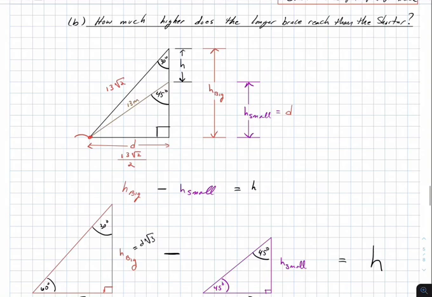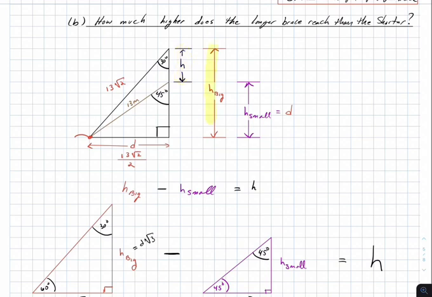So B says, how much higher does the longer brace reach than the shorter? Well, oh boy, this one might get us a little bit of trouble. As you can see, I rewrote the triangle, and I input some of the information that we already have, right? That we've already achieved. Now, what's the problem really asking? It's asking for this distance right here, right? The distance between the two braces. So how do we do that?